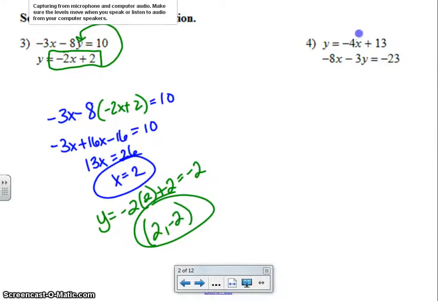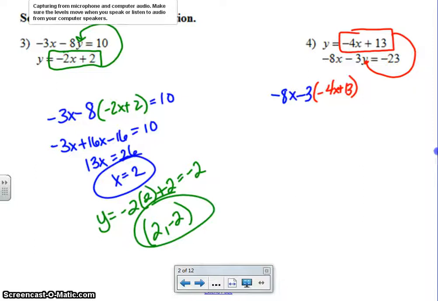Same idea here for number 4. This time the top equation is ready to substitute into the bottom equation. So we're going to start with -8x minus 3, and then instead of y, -4x plus 13. Sorry, my writing's a little sloppy today. Equals -23. So we have -8x. This becomes a careful plus 12x, and a -39, equals -23. Combining my like terms, I get 4x.